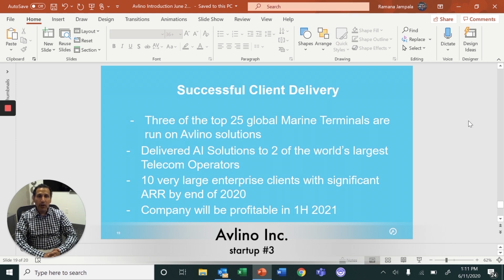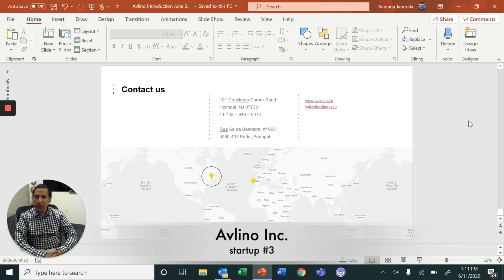To date, we have not raised any significant funds from institutions like venture capital or private equity firms. We are looking for great team builders to partner with. If you're interested in us, please reach out to us at sales@avlino.com. We are looking for investment partners. We are looking for employees or team members to come in and be a part of this exciting journey. We are looking for strategic partners. And most importantly, we are looking for customers who would like to implement AI solutions to accomplish their business objectives.